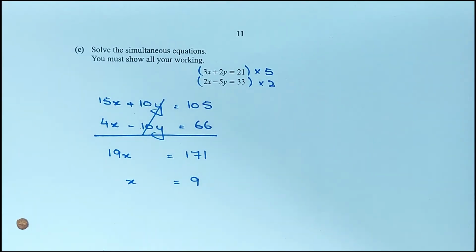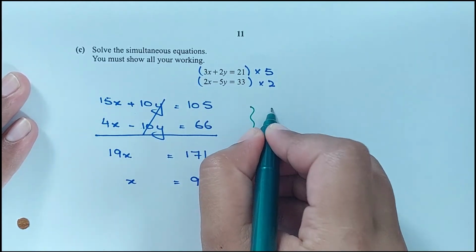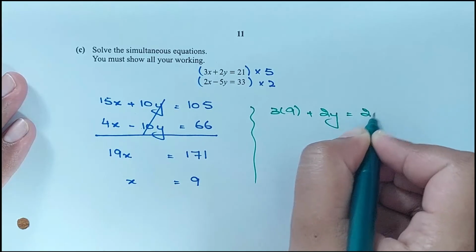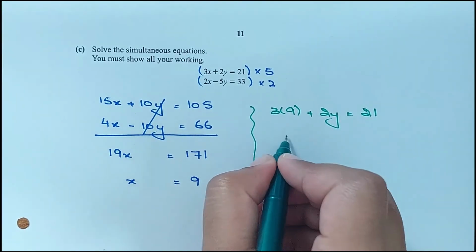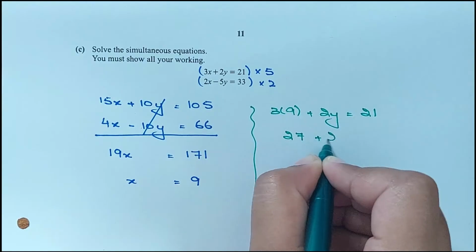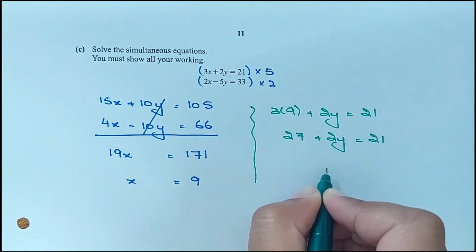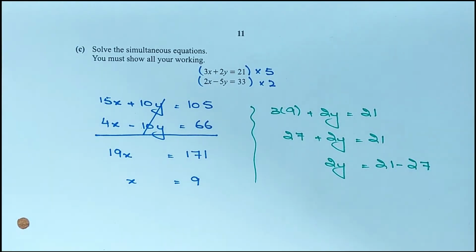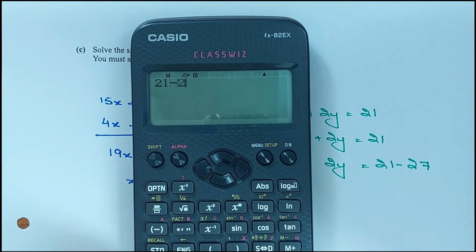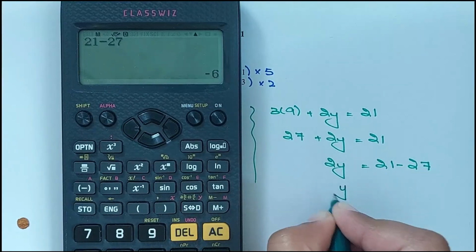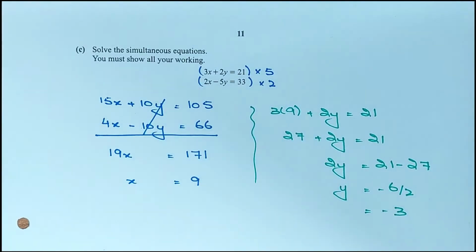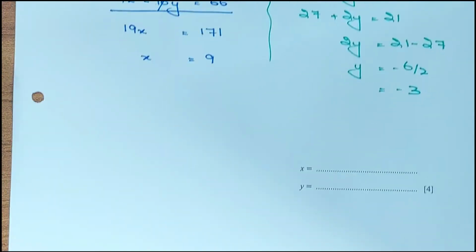Let me substitute the x value into the first or second equation to solve for y. So 3 times 9 plus 2y equals 21. 3 times 9 is 27, plus 2y equals 21. So 2y equals 21 take away 27, right? 21 minus 27 is negative 6. So y equals minus 6 by 2, which is negative 3, right? So x is 9 and y is -3.